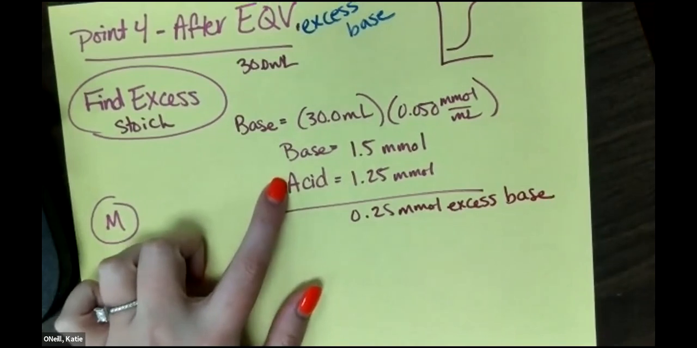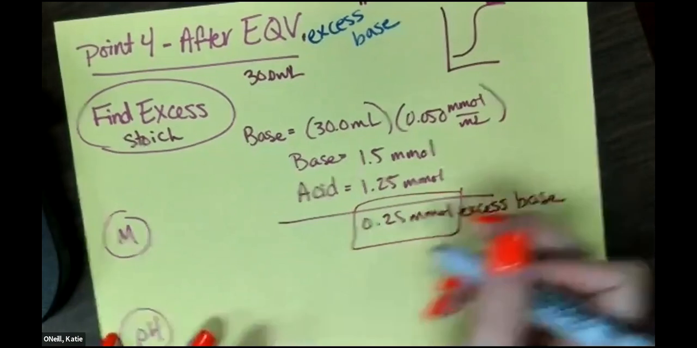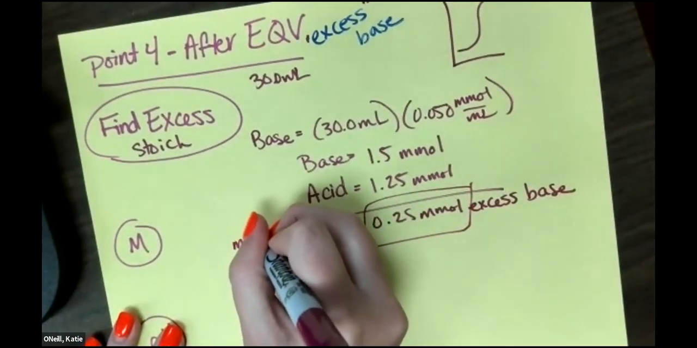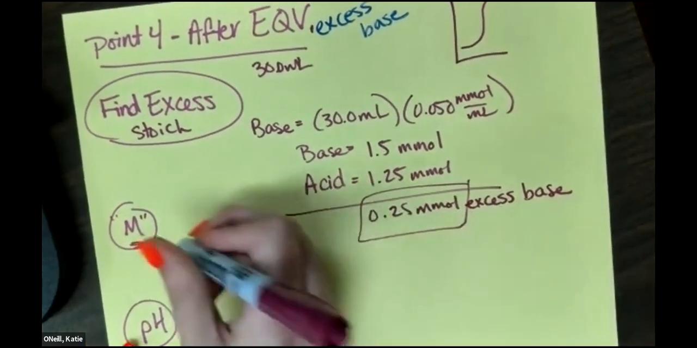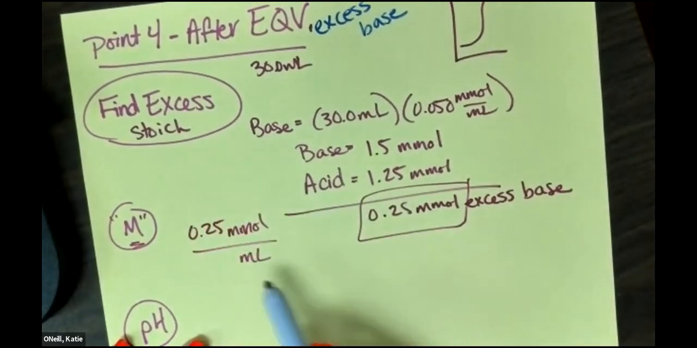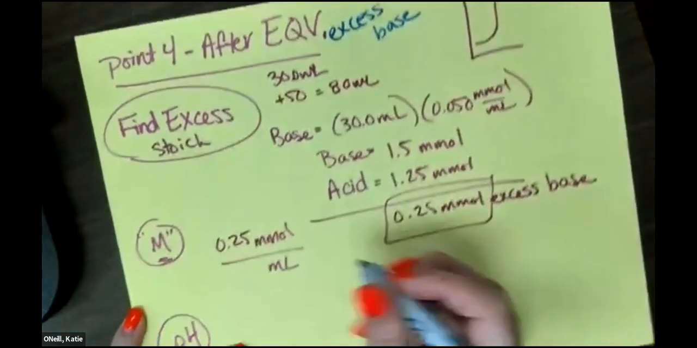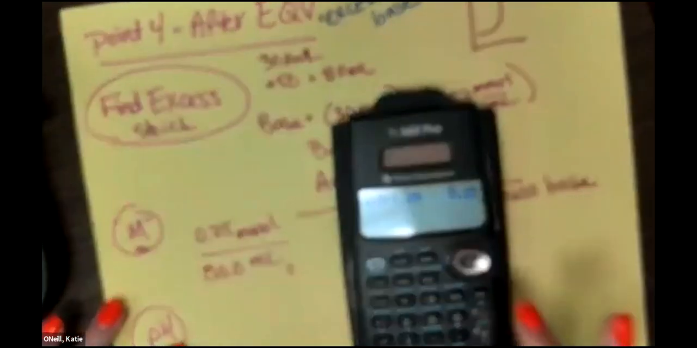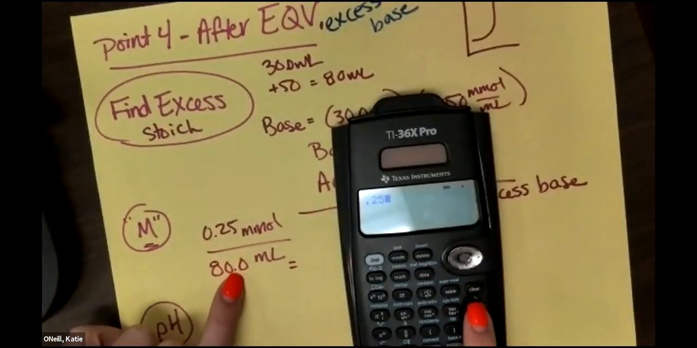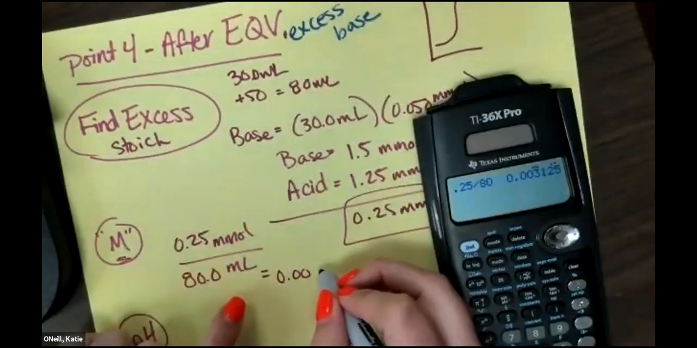You're basically doing the same stoichiometry to get how much of each is there and then find the difference. So since there's this many millimoles, I can now set up millimoles per milliliter to find my molarity, my concentration, using the 0.25 millimoles. And then the volume now is going to be 30 plus the original 50, so 80 milliliters. Almost done. So 0.25 divided by 80 is 0.0031.